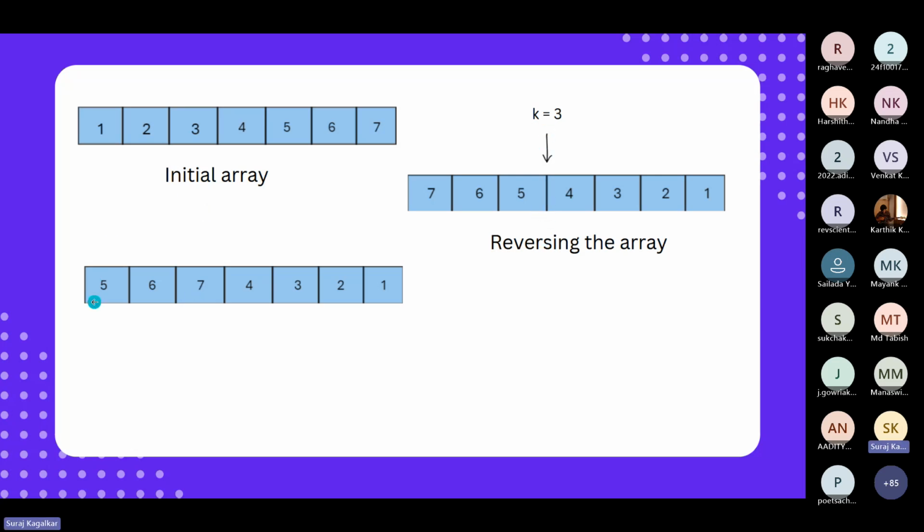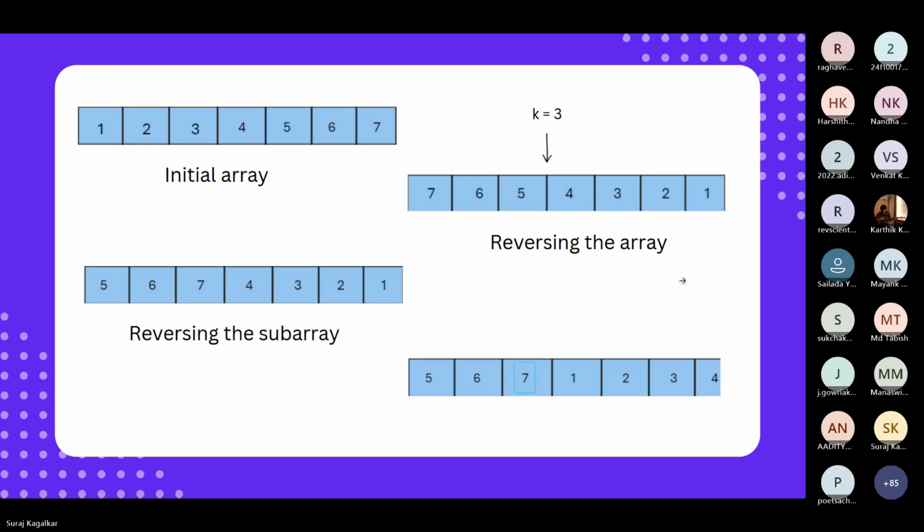So we just get this. And now we notice that this is incorrectly placed. So we just correct this by reversing the rest of the subarray, the subarray with length n minus k, and we get our rotated array. Is that clear?